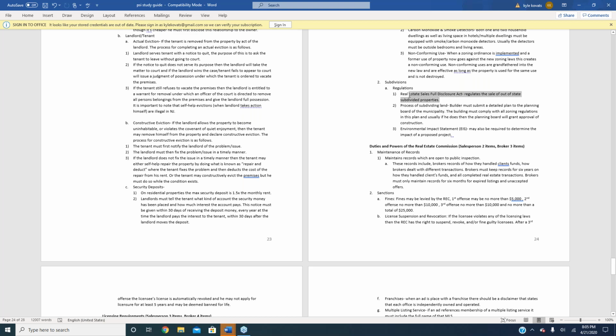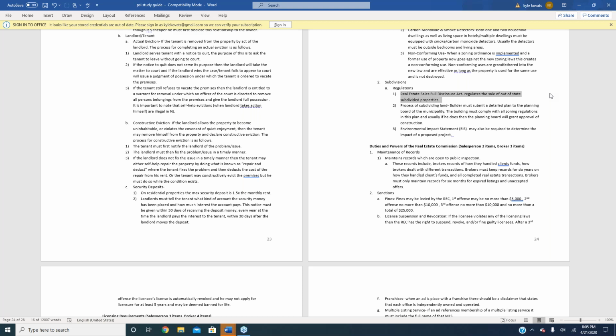Regulations here, the Real Estate Sales Full Disclosure Act. Simply put, this regulates the sales and marketing of out-of-state properties in New Jersey. So again, the Real Estate Sales Full Disclosure Act would regulate the sales and marketing of out-of-state properties in New Jersey.